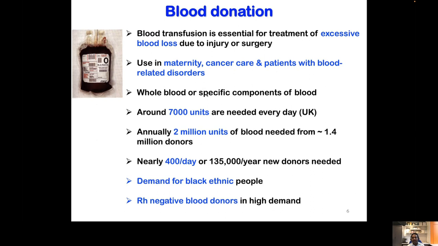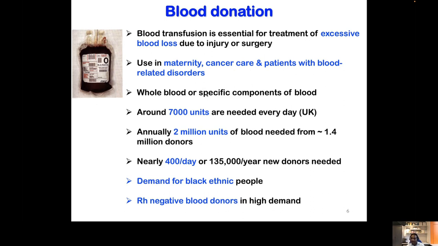And then patients with blood related disorders. Okay, there are several blood related disorders. Again, we touched on all these things in the previous lectures on blood clotting and introduction to blood. So there are some people who are deficient for specific clotting factors, some people who are deficient for platelets, and some people, for example, anemic patients, who have low counts of red blood cells. So all these people need blood transfusion.